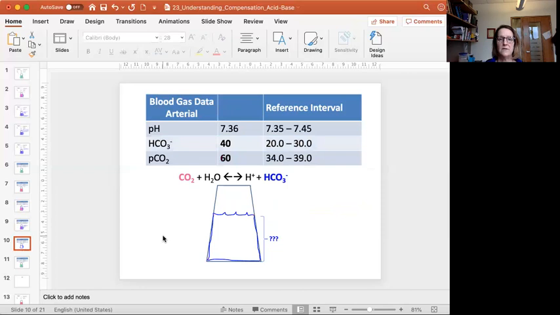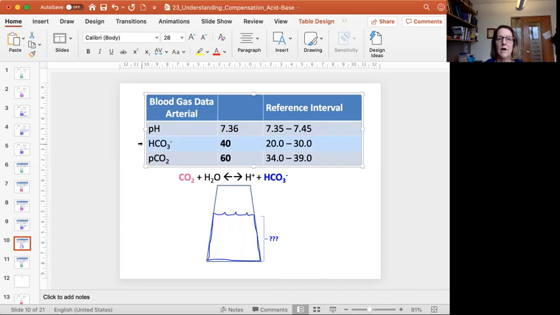Now looking at this next case, what's going on? We have a pH of 7.36. No problem, it's right within the reference interval, but there must be a problem because bicarb is very high. So that's a very high bicarb, 10 points above the reference interval. PCO2 is also very high. Again, that is 20 points above the reference interval. This one is 10 points. So we have a respiratory acidosis because we've added a bunch of CO2 to the system. And we have a metabolic alkalosis because we've added a bunch of bicarb to the system.